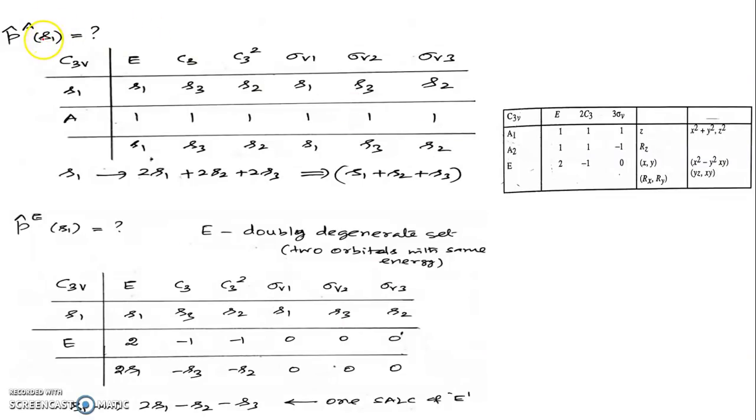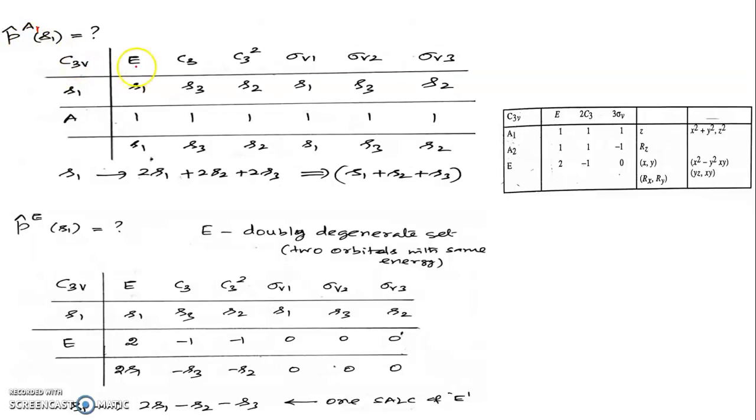Now we have to identify the actual shape of the group orbital corresponding to the A1 irreducible representation. So what we have to do is take the projection operator corresponding to A1 and apply the projection operator to the function S1. You can apply it to S1 or S2 or S3, it's up to you. Here I am taking only S1, right? So how to apply this?